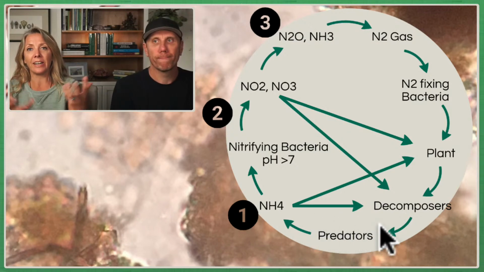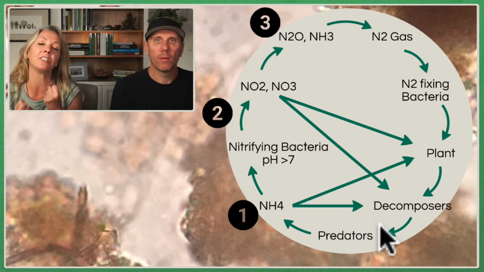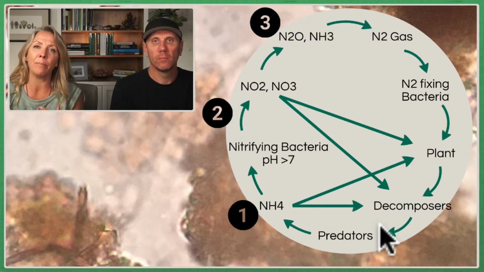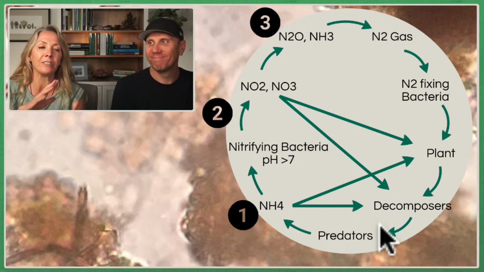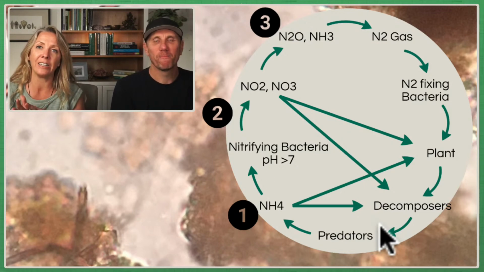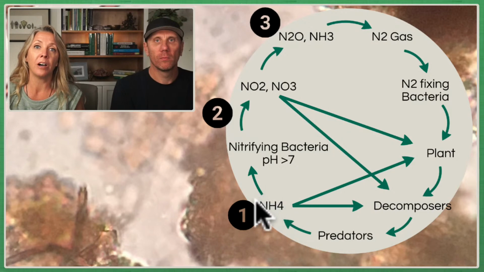Now, when they consume these bacteria and fungi and they absorb this nitrogen into the bodies of the predators, they don't need that much. They need about a fifth of that amount of nitrogen. So they will excrete out, this is why they call it the poop loop, the excess nitrogen, right? And that will be in the form of NH4. And this first step process is called mineralization.